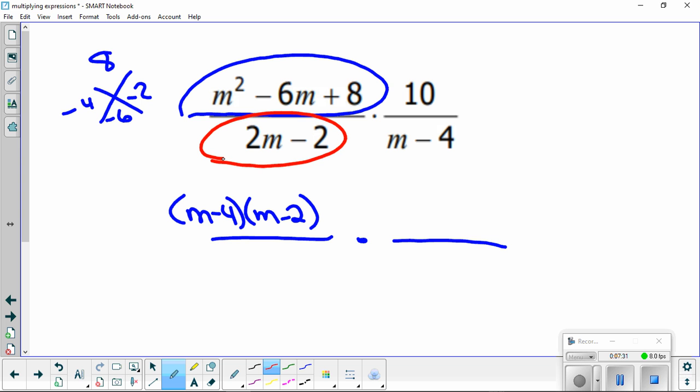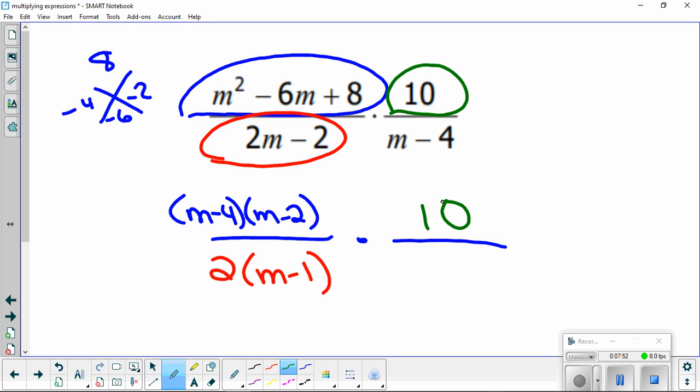Now, let's get a new pen. Let's do this guy. What can I take out of that guy? I can take out a 2. 2 comes out. M minus 1. Have I lost anybody? Okay, let's come over to this guy. Can I take anything out of that guy? No, I mean, you can, but at this point, let's just make him 10. And finally, let's do the last guy in purple. M minus 4. Can't take anything out. Is everybody okay so far?